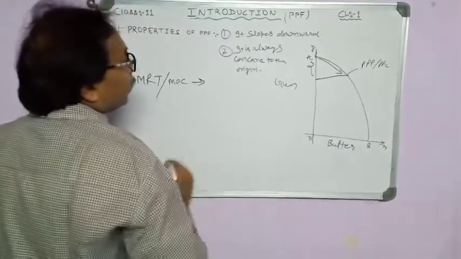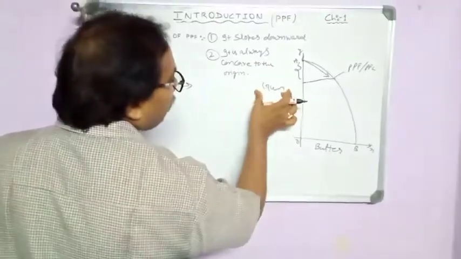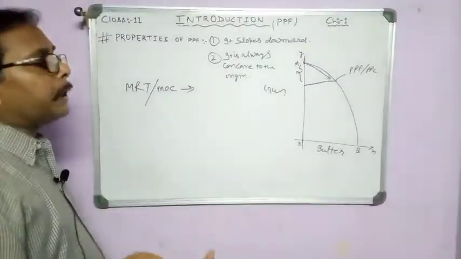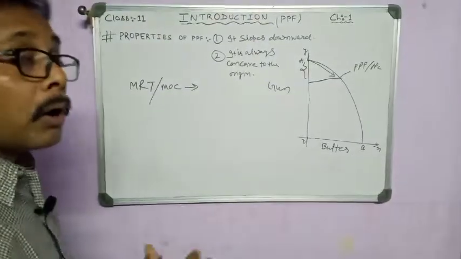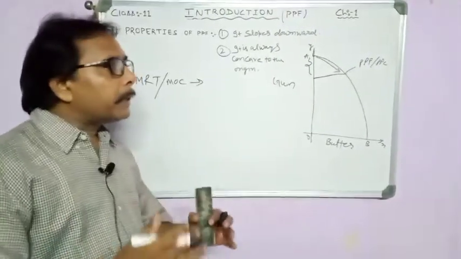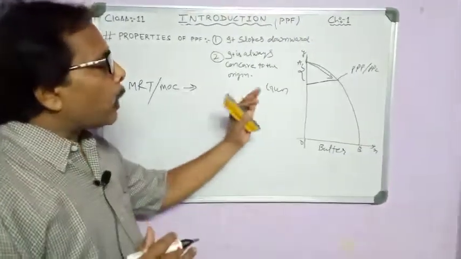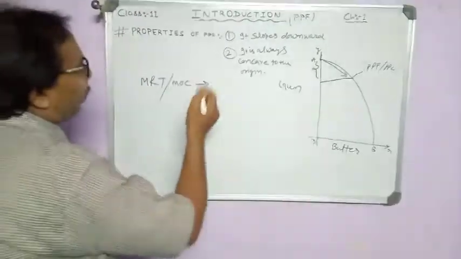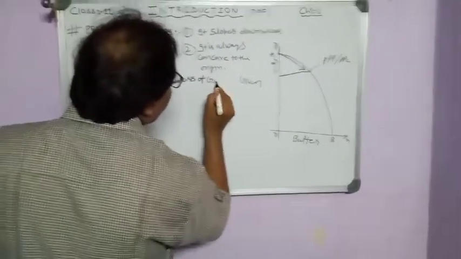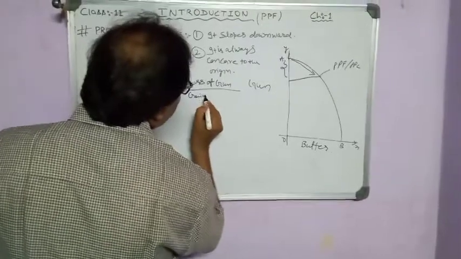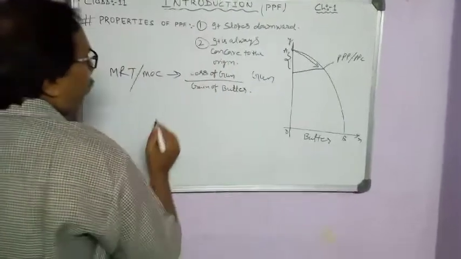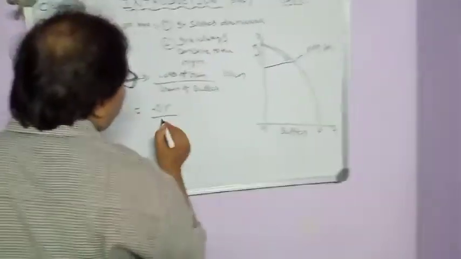Here, if we sacrifice gun to increase the production of butter, the productivity starts to decline, because all the resources are not equal, or they can't be utilized equally from one production to another production. So MRT is equal to loss of gun divided by gain of butter, or we can say delta y by delta x.